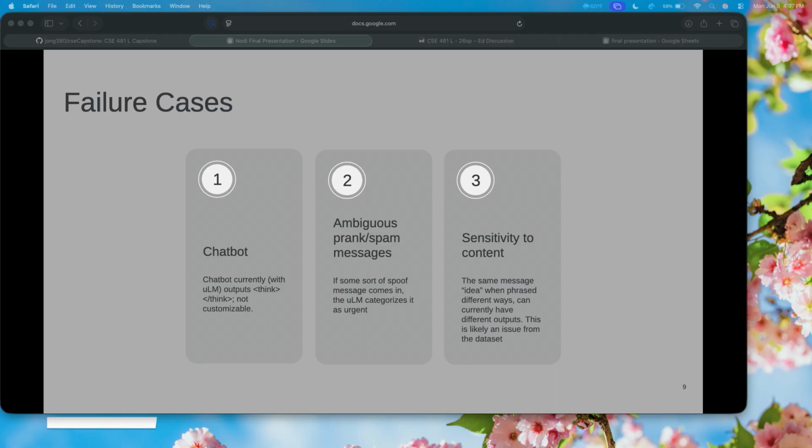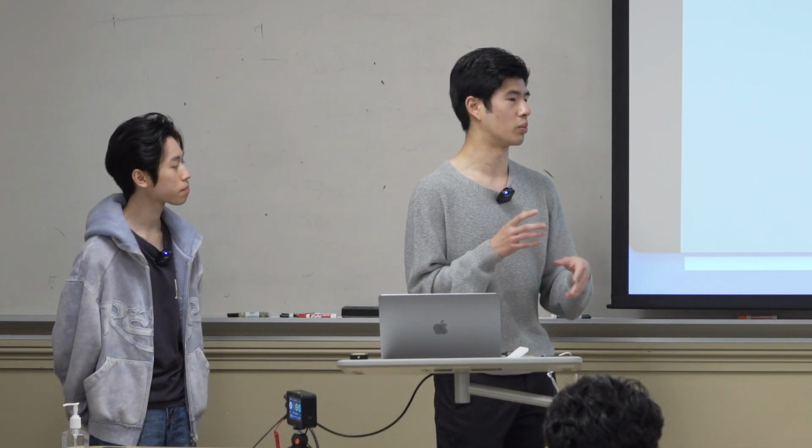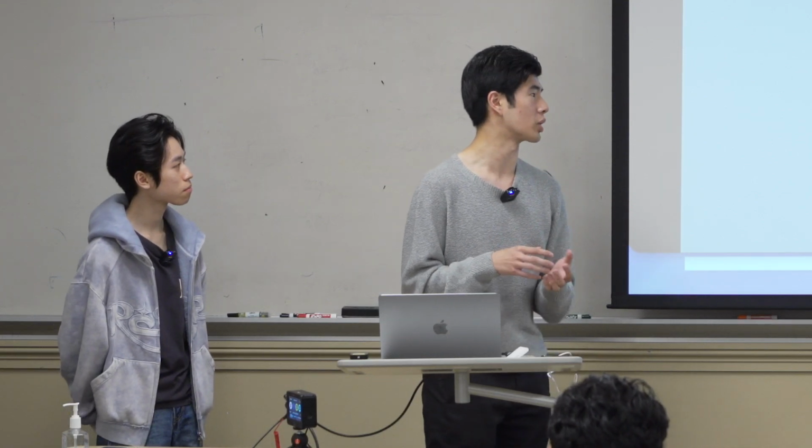We also noticed, as I said earlier, ambiguous prank spam messages. So let's say if you were to message me "emergency" and then the word "hi", it would probably get through because it sees the word emergency and thinks it's a really important notification. So we need a better data set and also more tuning just to make sure that would work properly.